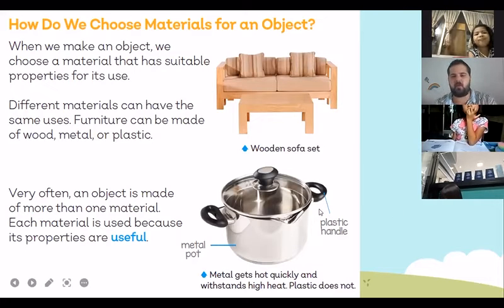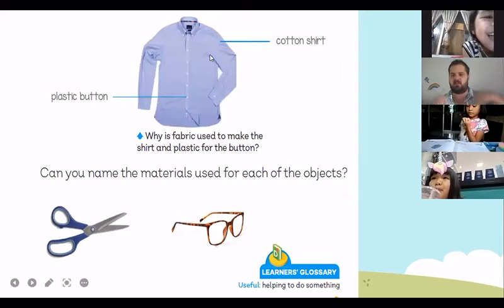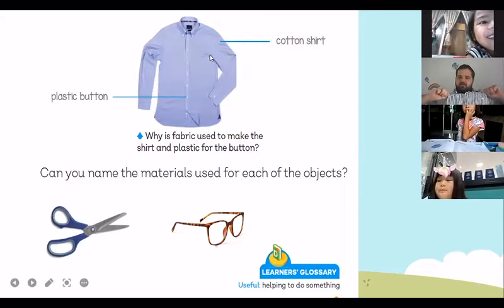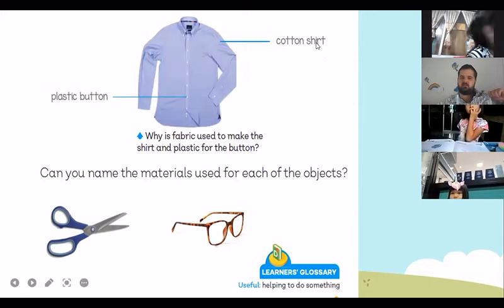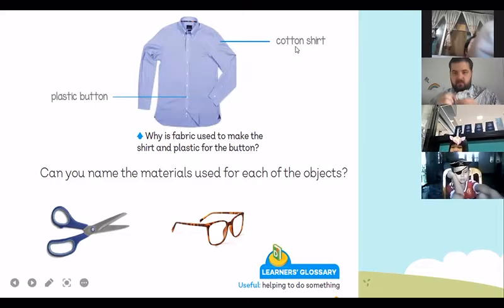If something needs to get hot, like when we cook, we use metal. If we use plastic, it will melt. If we use fabric, it will light on fire. So this is how we use different materials for different objects. For example, our t-shirt. What is our t-shirt made out of? It's made out of cotton. Cotton is a fabric. And we have little plastic buttons.